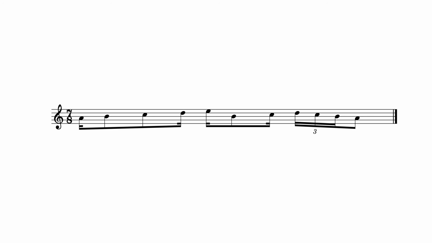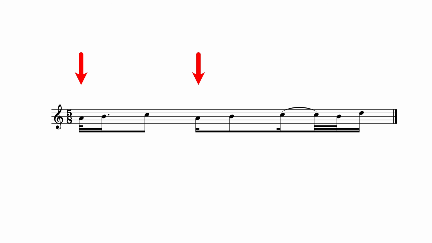If you're playing a 7/8 time signature or 5/8 time signature, figure out how to separate them into smaller groups. Most of the time the notes will help you with that. Just look at the black bars. If the notes are joined together, they most of the time belong together, so this would be 3, 2, 2 and this 2, 3.